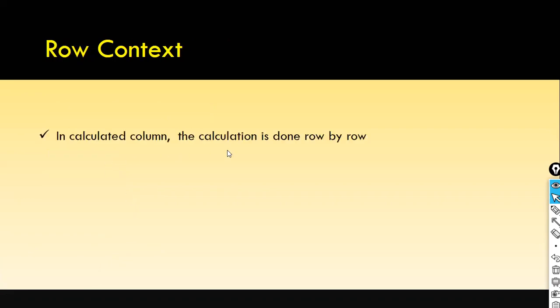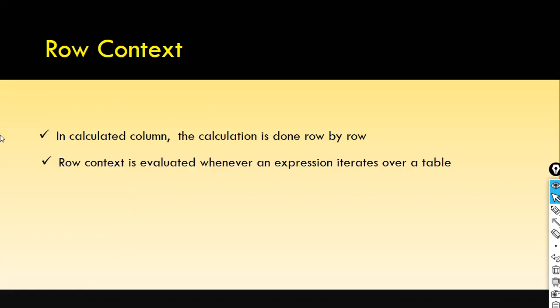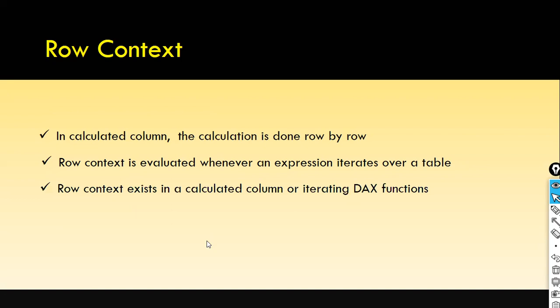In a calculated column, the calculation is done row by row. You remember, we discussed the difference between the calculated column and measure. In the case of a calculated column, the calculation is done row by row. That is what row context is, evaluated whenever an expression iterates over a table. Apart from this, we have seen the SUMX function, which also does row by row iteration. That is what we discussed in the last session. The row context exists in a calculated column and in iterating DAX functions.